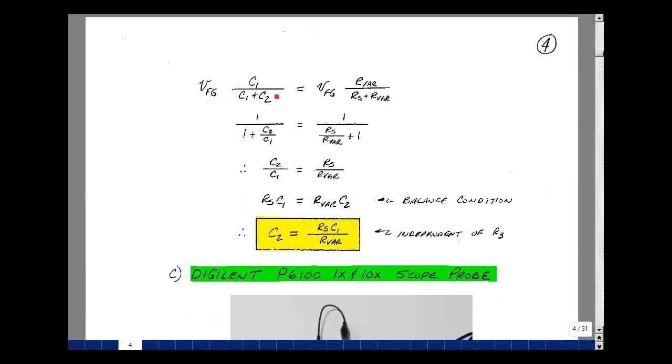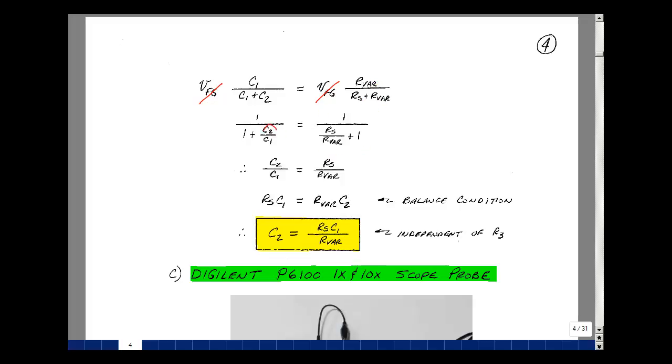Setting the capacitive voltage divider equal to the resistive voltage divider, we again have the function generator voltage dropping out. Do a little bit of algebra here. Let's divide by C1, numerator and denominator, so I get a 1, C1 divided by C1, and then C1 divided into C2. Do the same thing here, divide by R variable, so I get a 1. Then R sub s divided by R variable, and R variable divided by R variable.